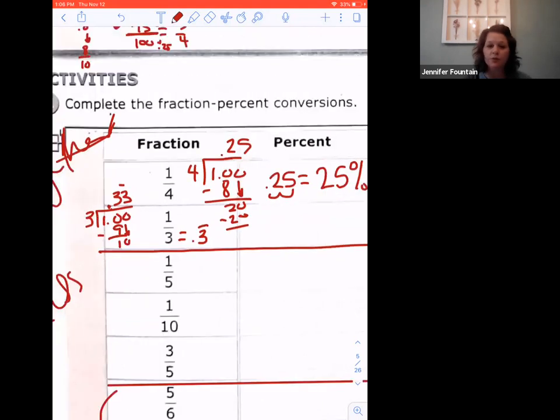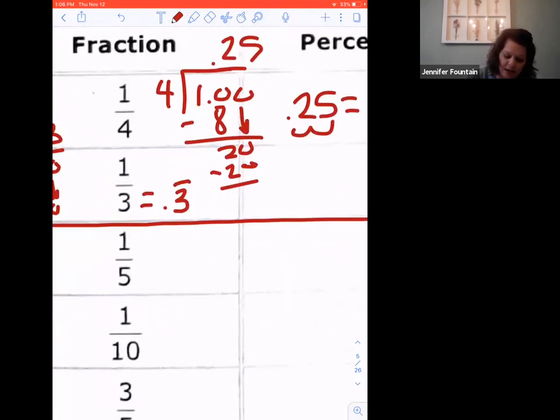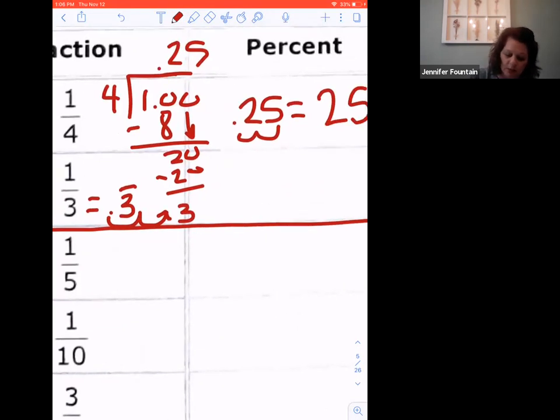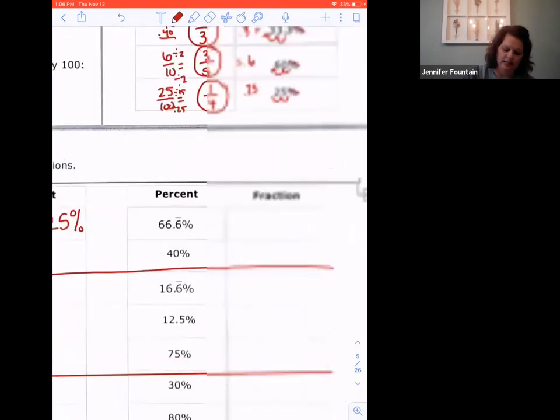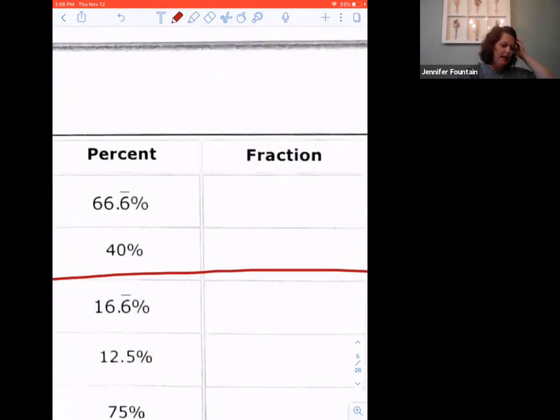But when I write it out as a percent, I need to make sure that I move my decimal 2 places to the right, but I want to make sure that my repeating digit is going to go after the decimal. So I'm going to have 33.3. My repeating digit goes after the decimal, and then I add my percent sign. Okay, so if it's a repeating decimal, move your decimal 2 places, and then put your repeating digit after the decimal. All right, 66.6 repeating.